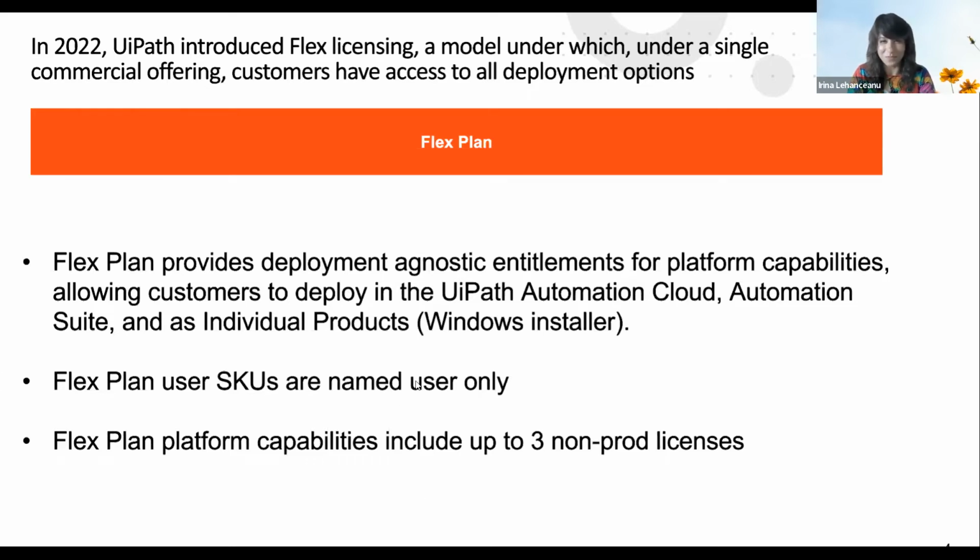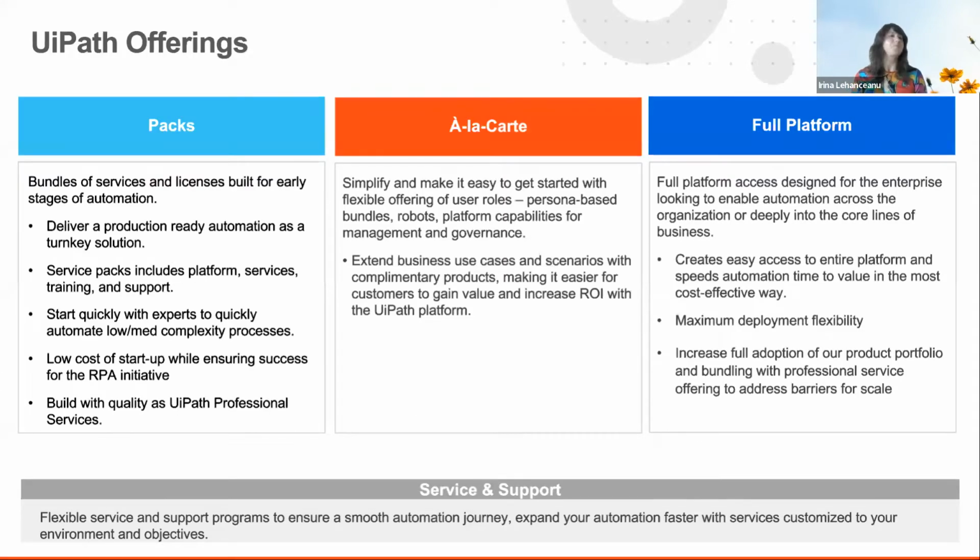Now, in terms of general offerings, we basically offer the Flex plan in 3 motions, let's say. We sell a la carte, packs, and full platform. Now, the packs, we have a few packs. They cover all ranges and they are tailored to the client's journey. They're built mainly for the early stages of automation, and it basically allows all the resources for a customer who's just beginning to get started and to scale up.